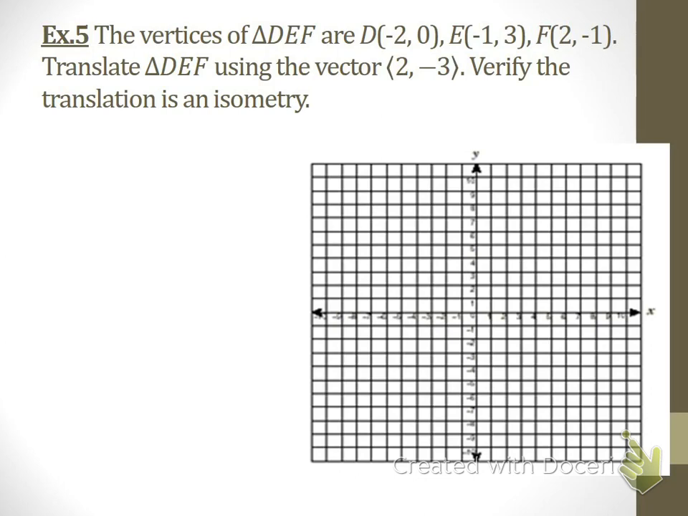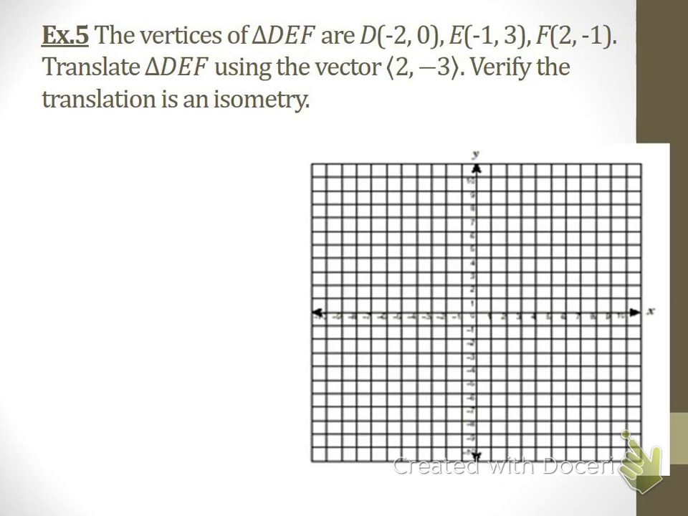The vertices of triangle DEF are given to us. Translate triangle DEF using the vector 2, negative 3. Verify the translation is an isometry. So let's focus on translating it first, and then we'll talk about how we could verify that it's an isometry. It does not say that we need to graph the original figure, so for now I'm not going to worry about that.